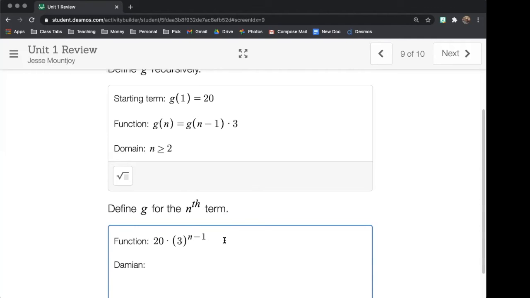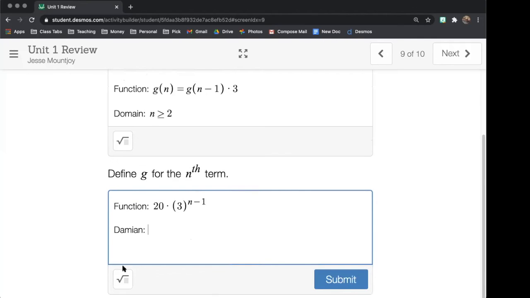This function, when I plug in a 1 right here, that'll give me 20 times 3 to the 0 power. When I plug in a 2, that'll give me 20 times 3 to the first power, which is 60. So I want that as my function. And now my domain is going to work for any number I want to plug in. So any number bigger than 1, because I can plug in a 1 here and it still works.